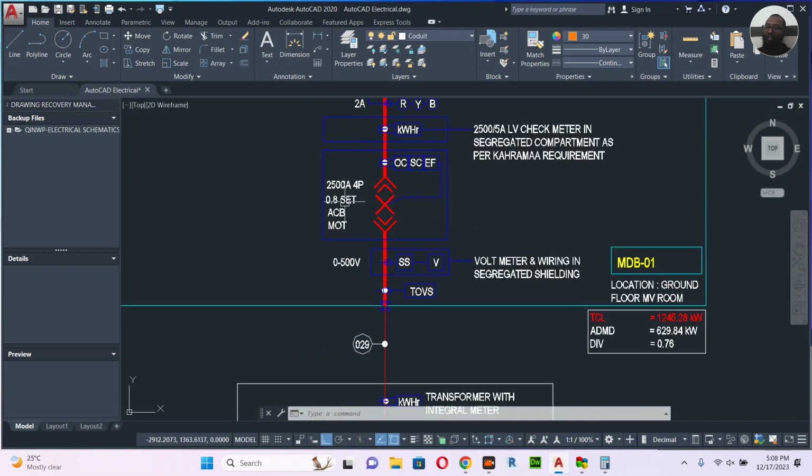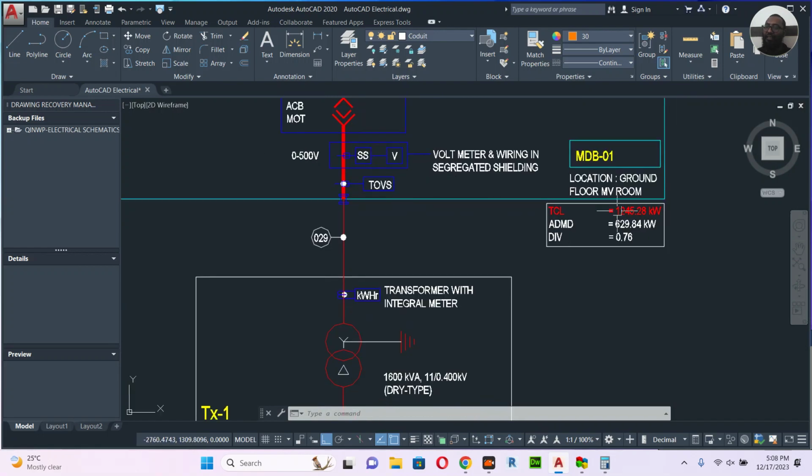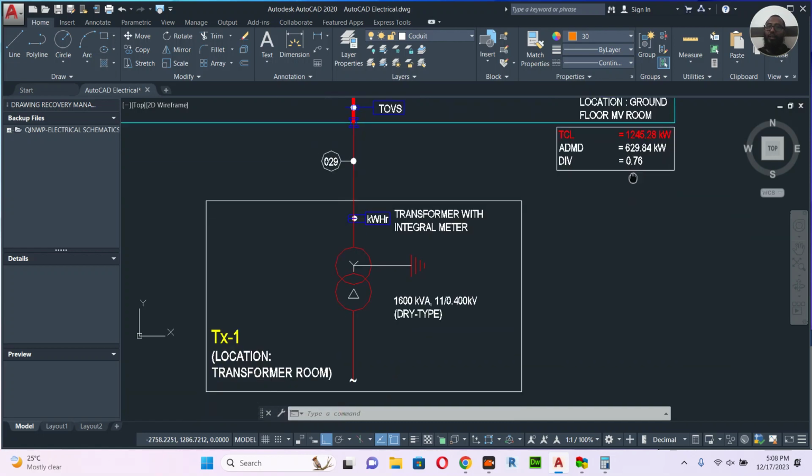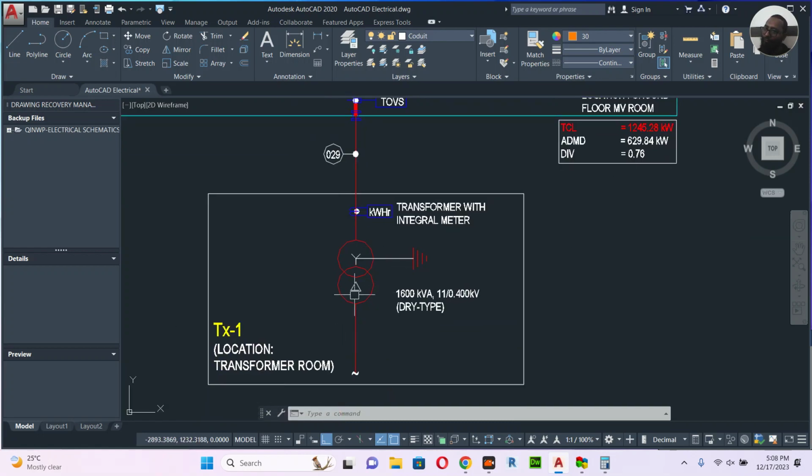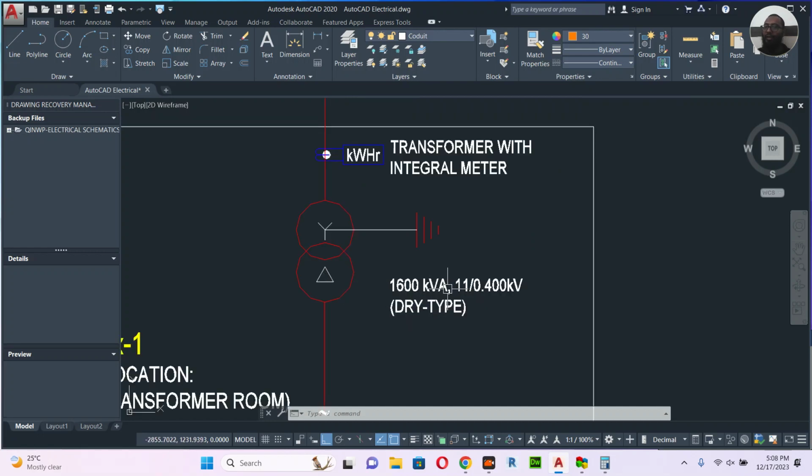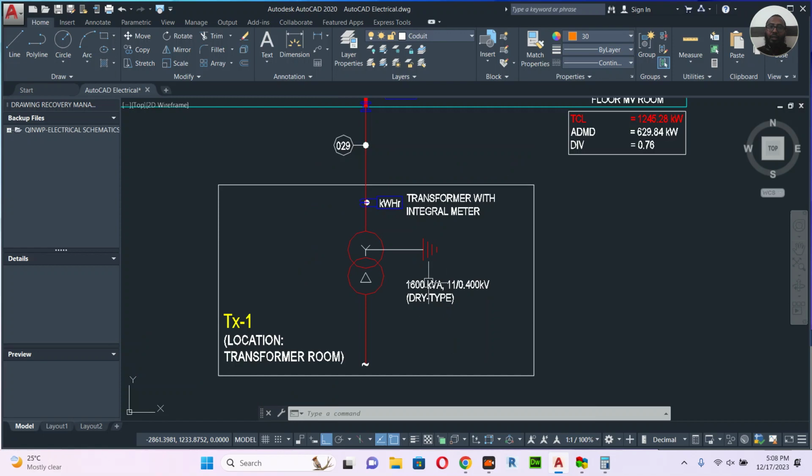So this is the amperage, and this is the total connected load. I add 30%, then I divide by the power factor to get the kVA. So you can order the transformer at 1600 kVA. There are two types of transformer.